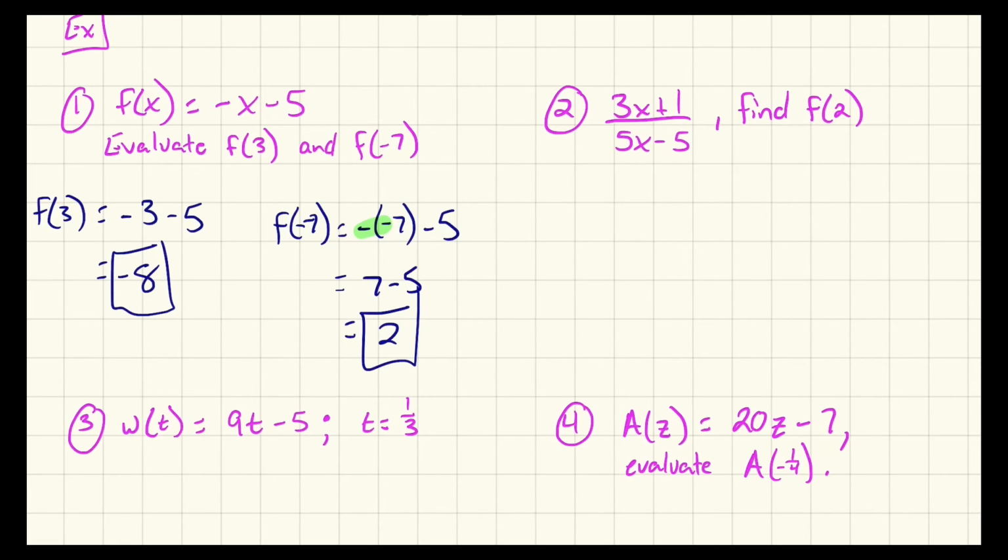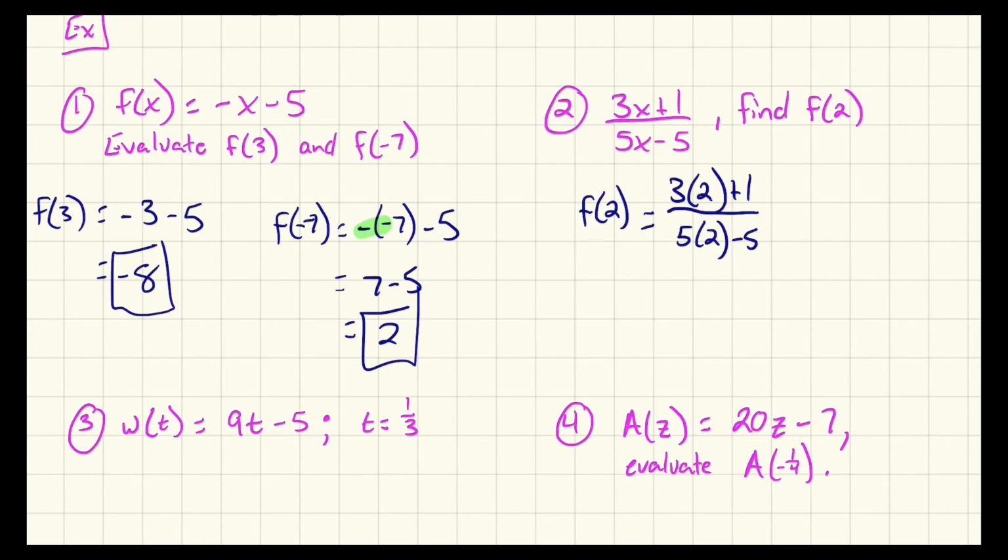All right. Even if we get a tougher problem with multiple x's in it and division and all this stuff, we still don't do anything crazy. All we're going to do is take the number in the parentheses and plug it in for our variable. So, in this problem, if I wanted to find out what f of 2 was, all I would do is plug in 2 anywhere there was an x in the original problem. So 3 times 2 plus 1 divided by 5 times 2 minus 5.